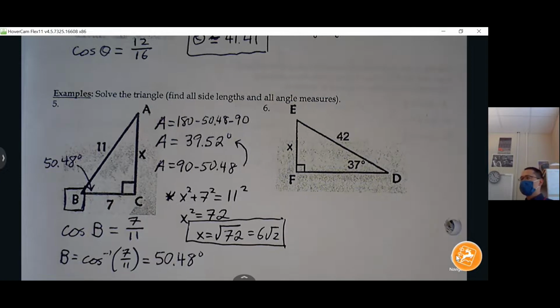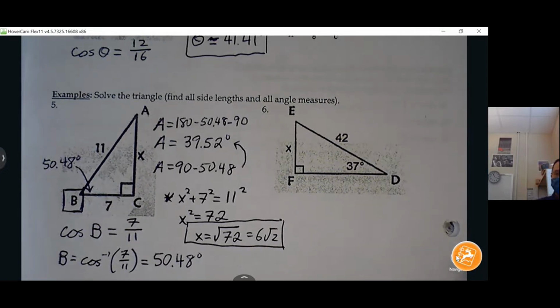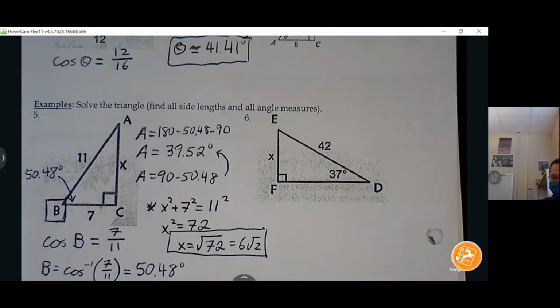Any questions? All right, can you guys try number 6 and see if you can decide how you want to start this problem? You only need to do trig once, and then for the rest of the information you can use an easier method. Try number 6.